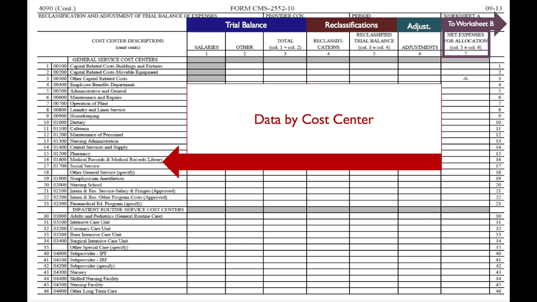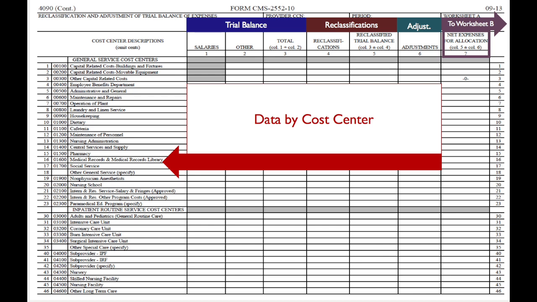This is the beginning of worksheet A. It's a great sample of what the series will look like and kind of functionally how everything works and what Medicare is expecting. On the left-hand side, you'll see the cost center descriptions. So listed here are the general service cost centers, the inpatient routine services center. If we kept flipping through the pages, we would see even more cost centers for ancillary services, outpatient services, and so on. You might just want to take a pause on your screen so that you can get some clarity on the screenshot.